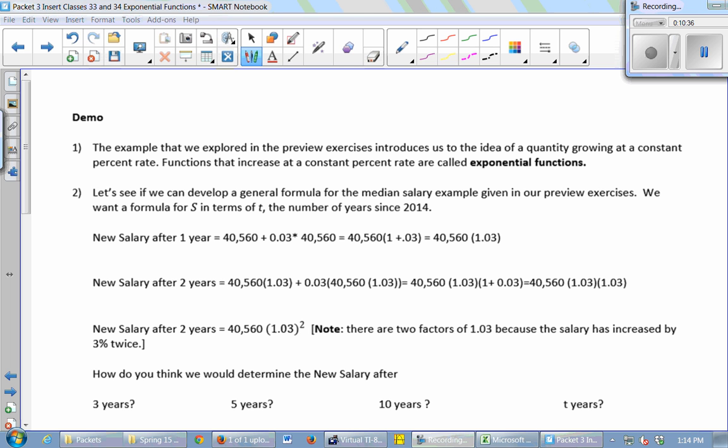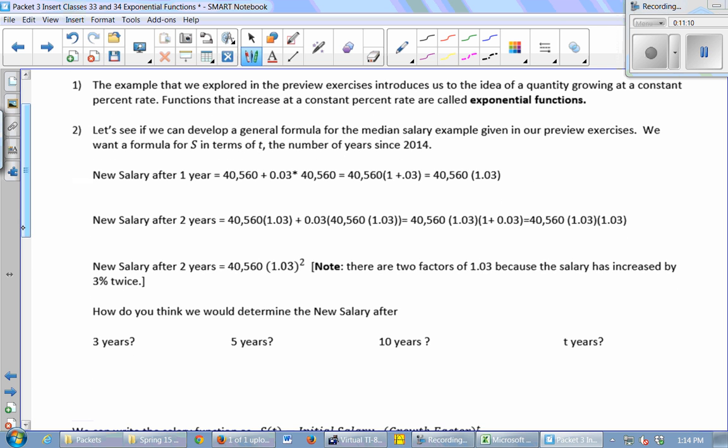All right, so the example that we just explored introduces the idea of a quantity growing at a constant percent rate. That was 3% growth for every year. Functions that increase at a constant percent rate are called exponential functions. So let's see if we can develop a general formula for the median salary example. We want a formula for S, salary, in terms of the number of years T since 2014.